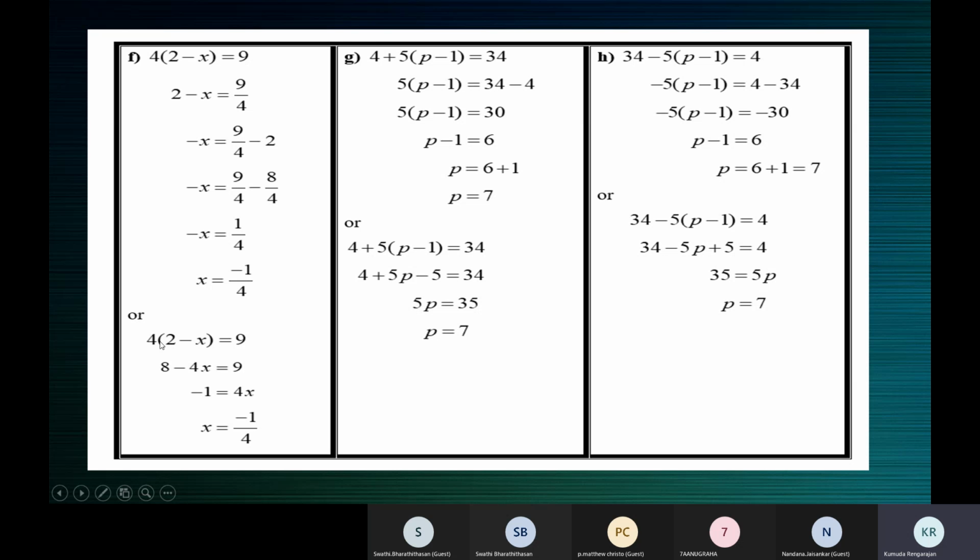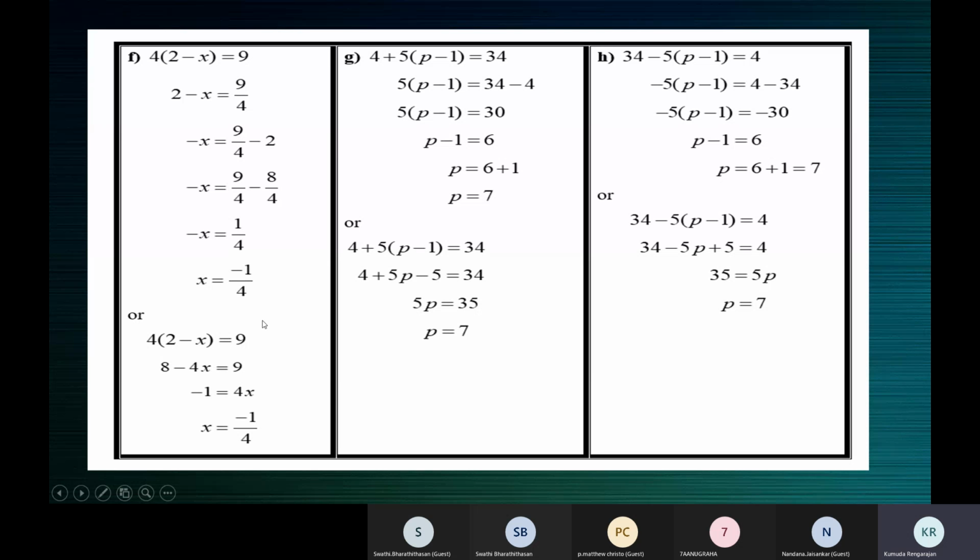So children, how do we open the bracket? Now I told you this is read as 4 of (2 minus x), meaning it's a multiplication. 4 multiplied by all this, 2 minus x. So you'll have to remove the brackets by multiplying. How do we multiply? Multiply the 4 outside with 2, multiply the 4 outside with x. When you do that, we have removed the bracket.